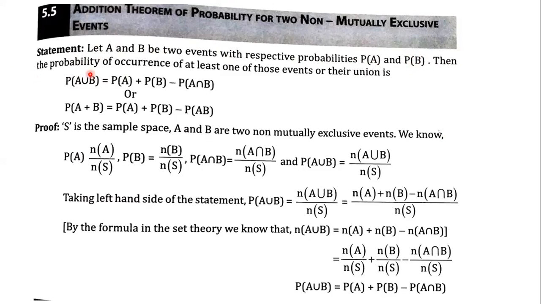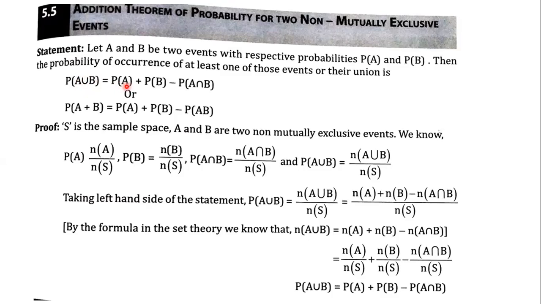Then the probability of occurrence of at least one of those events, or their union. So at least selecting one event A or selecting one event B or selecting the union of this. Now let us see the formula. P of A union B is equal to P of A. This is union. Union means both together.